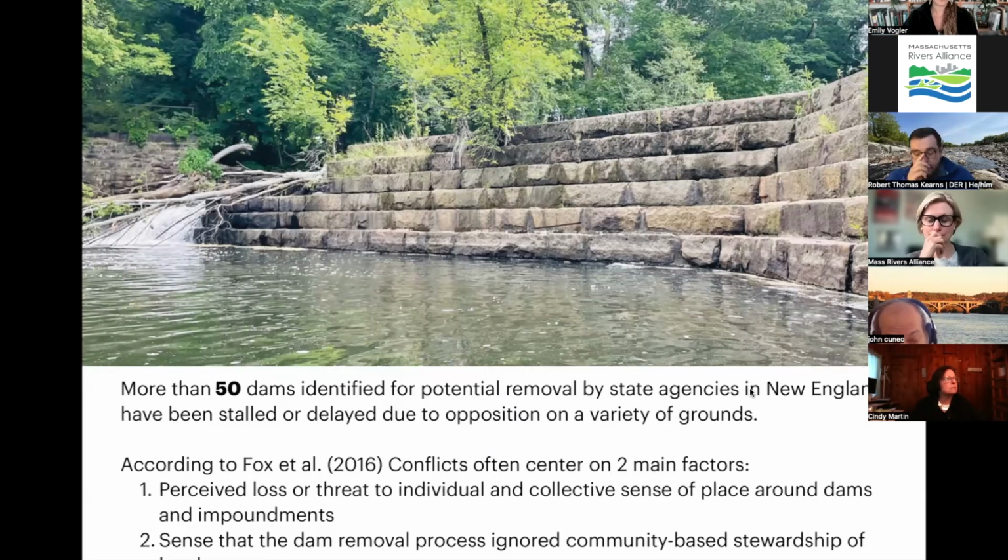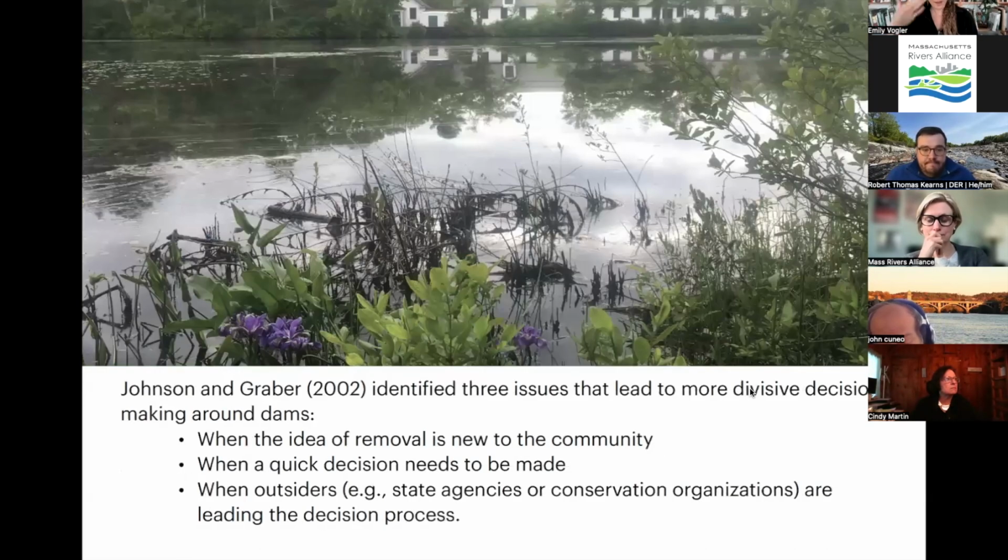There was another article that I went on to read by Johnson and Graber that identified 3 issues that led to more divisive decision-making: when the idea of removal was new to the community, when a quick decision needed to be made, and when outsiders, such as state agencies or conservation organizations, were leading the decision process, because communities often perceived that they came in already with a set agenda.